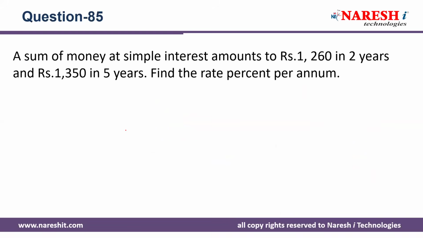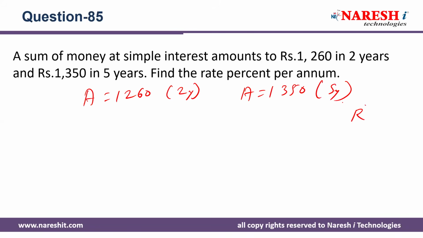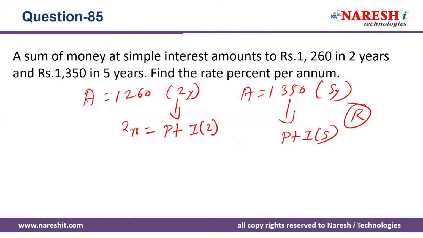Next, again, simple interest. A sum of money at simple interest amounts to 1260 in 2 years, and the same principal also gives 1350 in 5 years. Find R. Understand the question. First, he will get 1260 in 2 years, 1350 in 5 years. In both cases, the principal is the same. That means, tell me what does this 2 years amount include? This 2 years amount includes principal plus interest for 2 years. This one includes principal plus interest for 5 years.